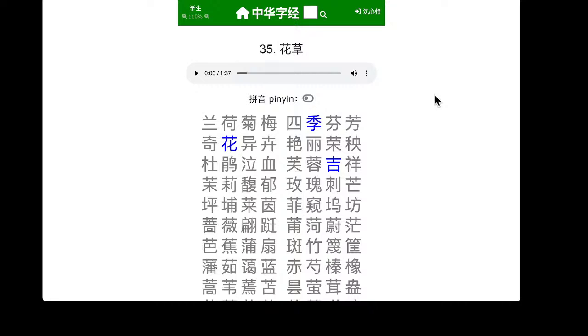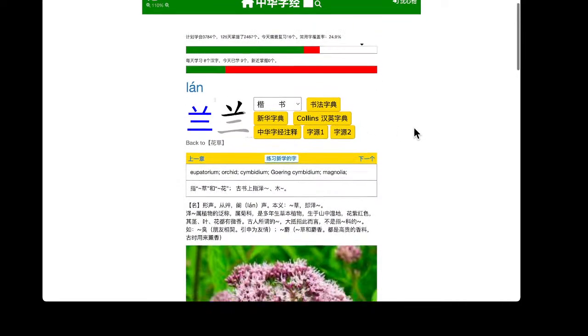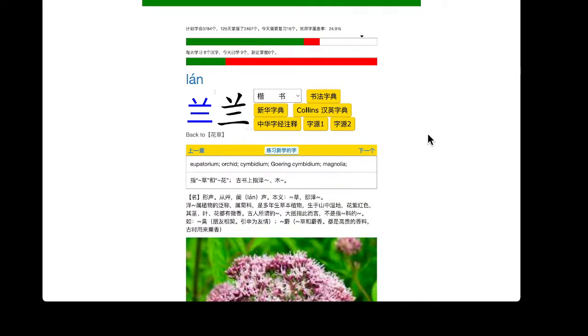Okay, welcome back. Today we're gonna start a new unit. It's flowers and grasses. Okay, 花草 flowers and grasses. Okay, so first character is 兰. Okay, so the Chinese 兰 actually refers to many different types of plants.